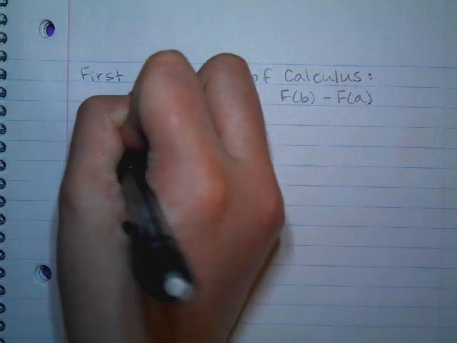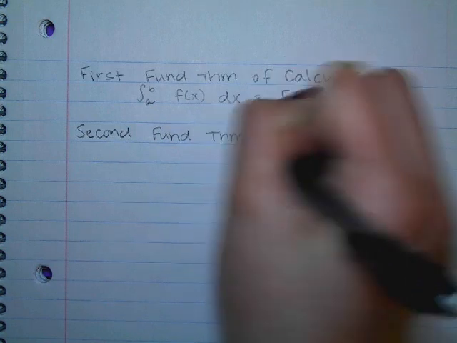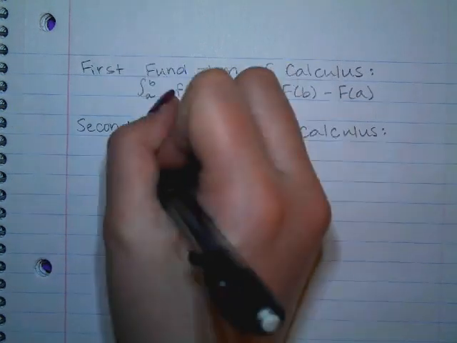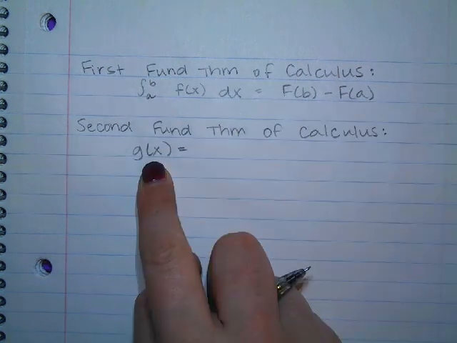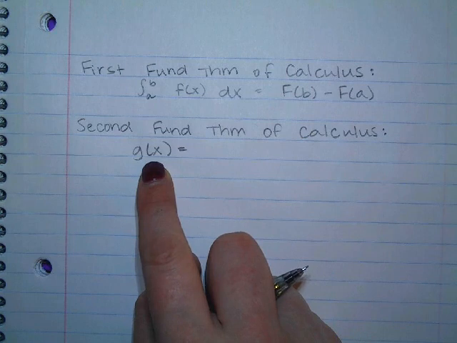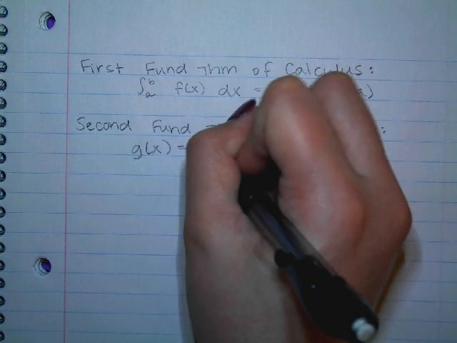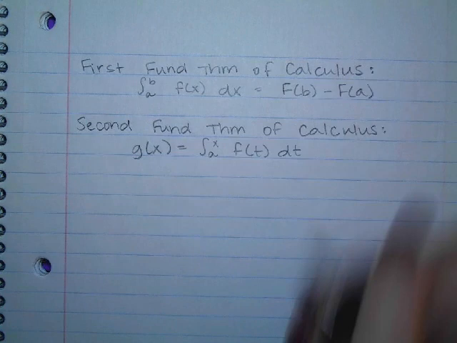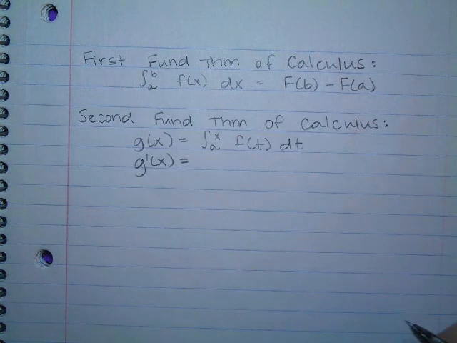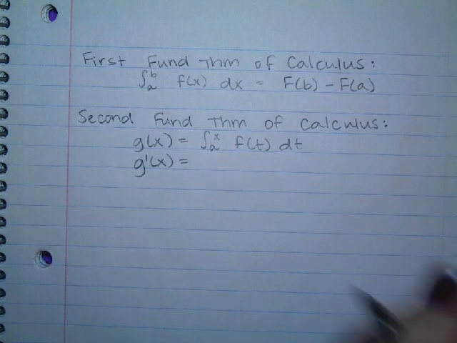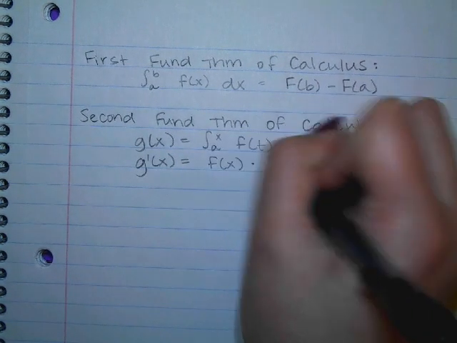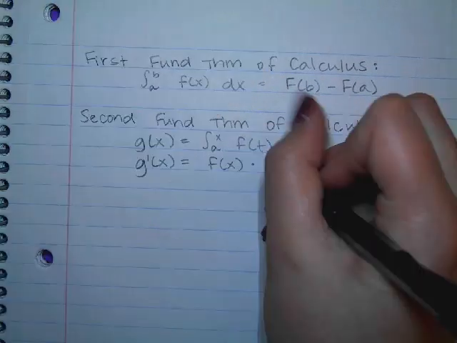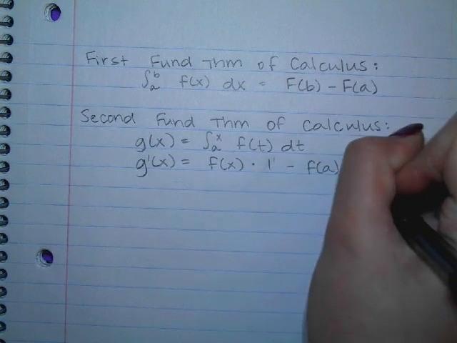Second fundamental theorem of calculus, which says, if a function is defined as g of x, and that function is the integral from a to x of f of t dt, then the derivative of that function is going to be f of x times the derivative of x, which would be times 1, minus f of a times the derivative of a, which is 0.